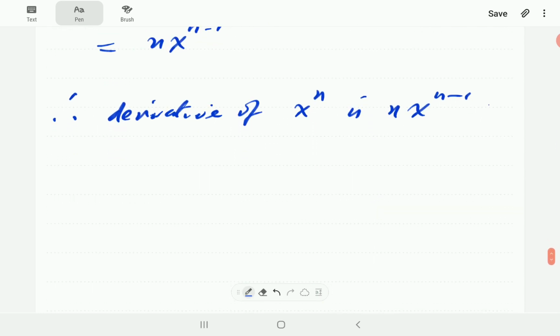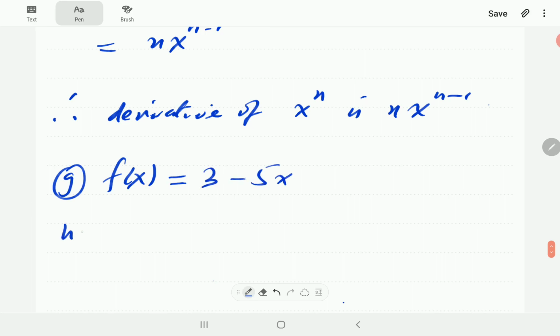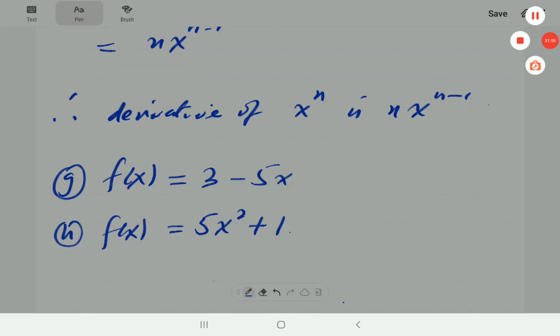Okay, so we did f, so for g, have a go at f of x equals 3 minus 5x, and for h, have a go at f of x equals 5x squared plus 1. Just have a go at those two, pause the video, try them, and then when you continue the video, you can compare with our answer.